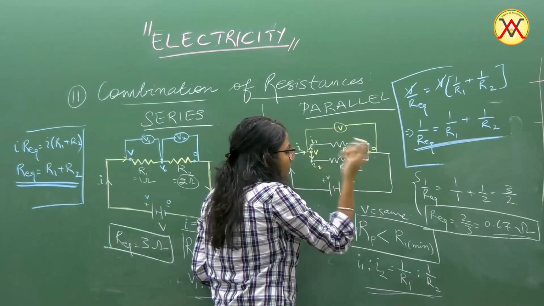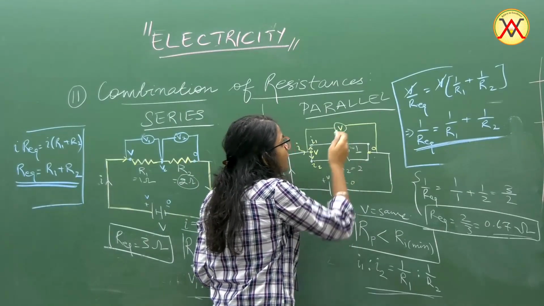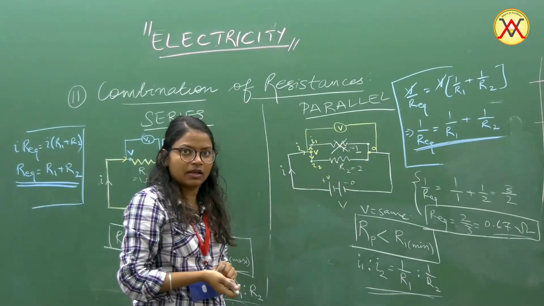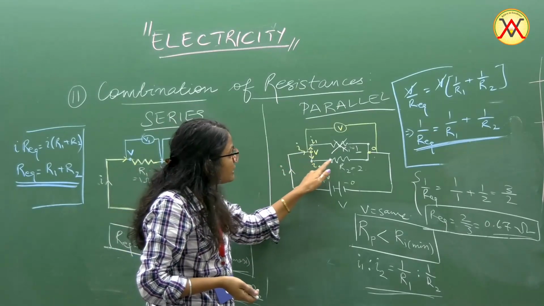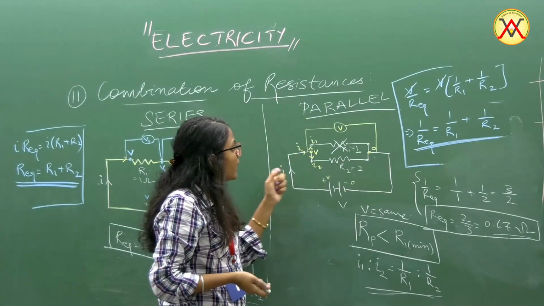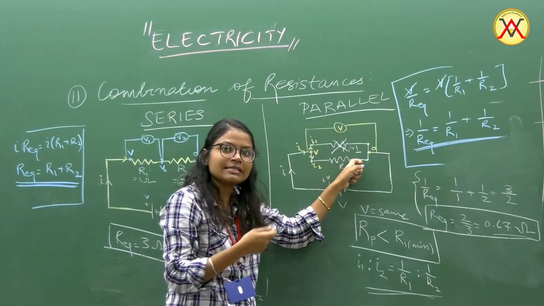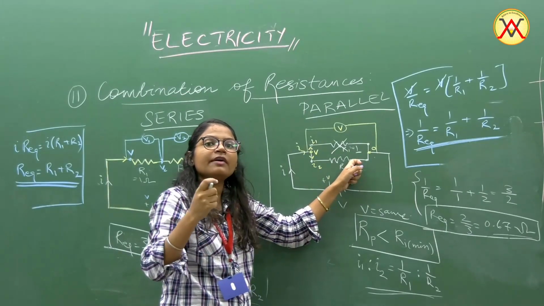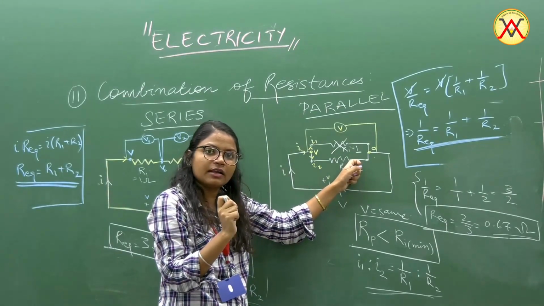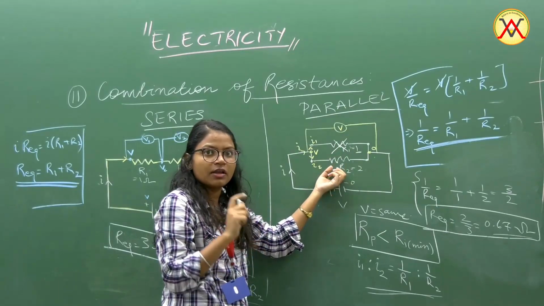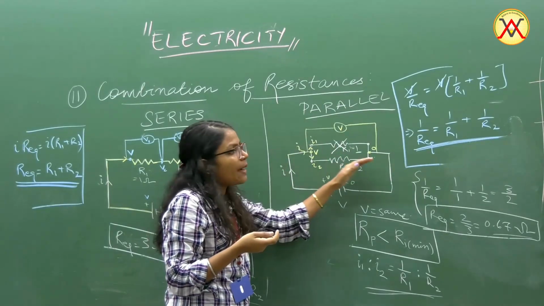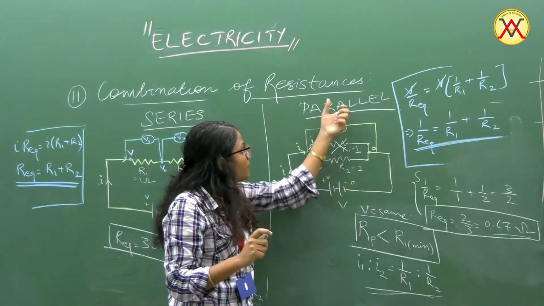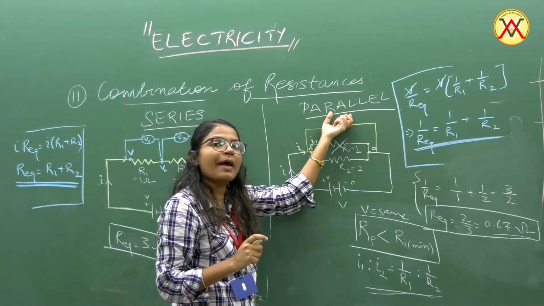Now, why is it that they are used in our domestic circuits? Because if by chance one of your bulbs stops working, still the circuit is complete. The current could easily flow through the second bulb. That means whenever one electrical appliance is damaged, still your other appliances work. That is the main advantage of your parallel combination.